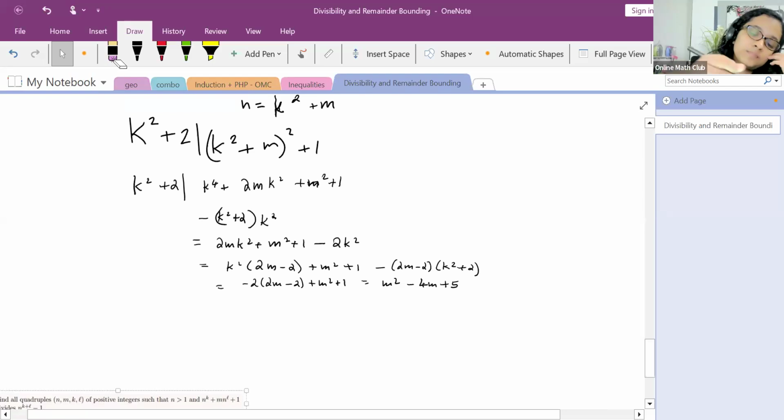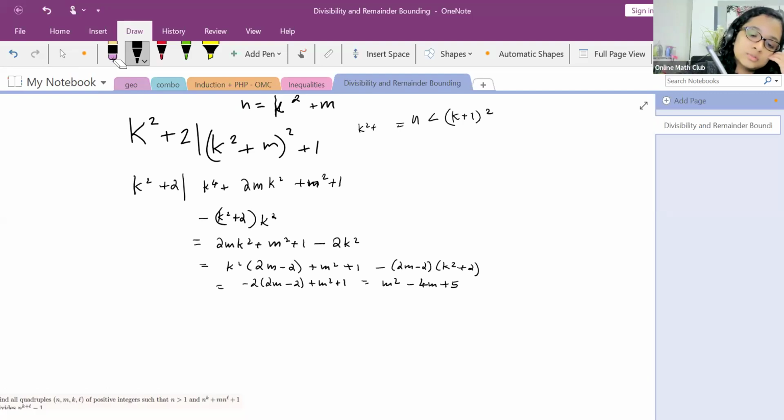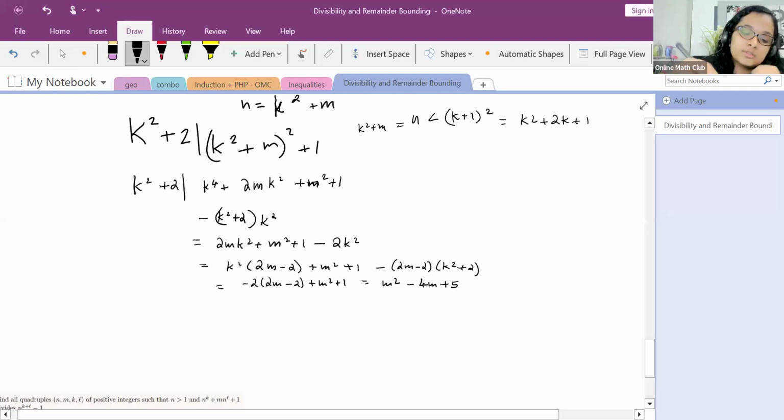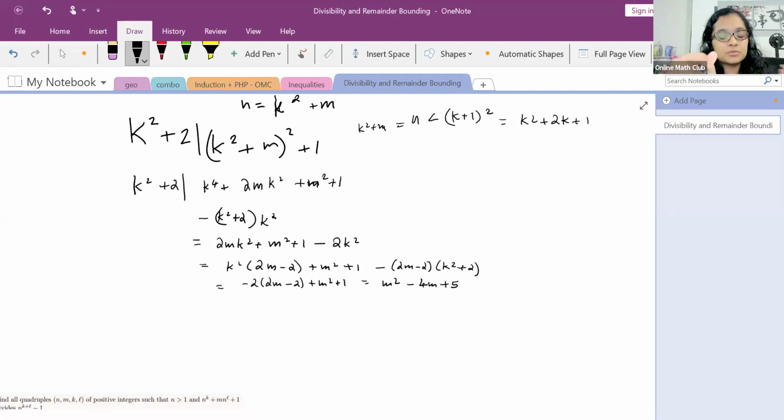Okay, so yeah, we know that n is less than k plus 1 square. I think you're using this. Because k is the floor function of root of n, k plus 1 square has to be more than n. Otherwise, the floor function will be k plus 1. That's how we're getting this. So we get m is less than 2k plus 1, so m is less than or equal to 2k. So are you using that here?